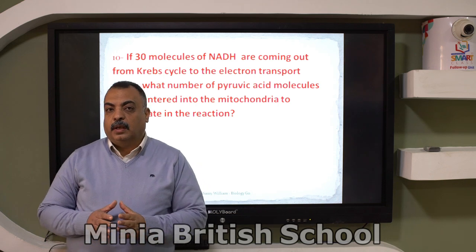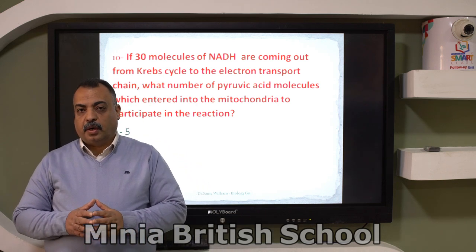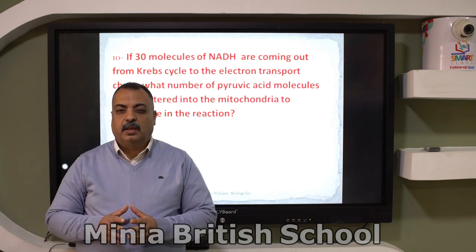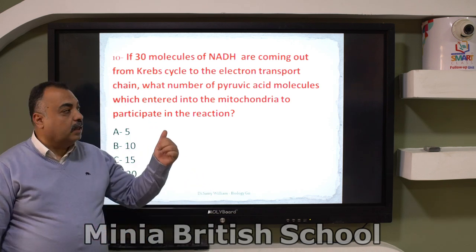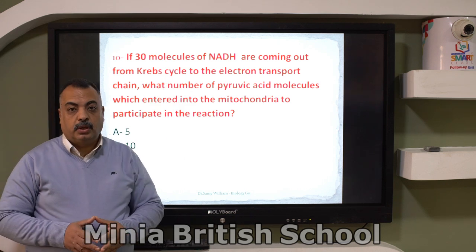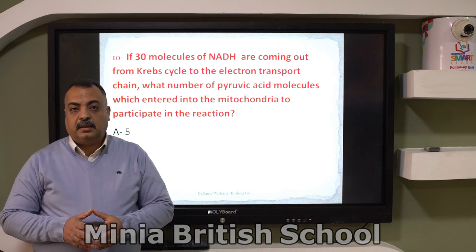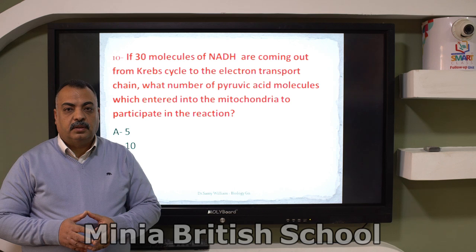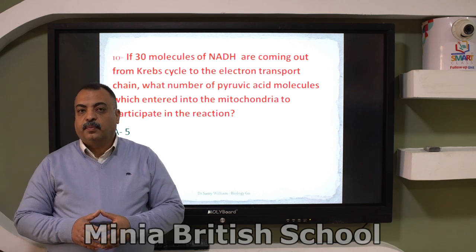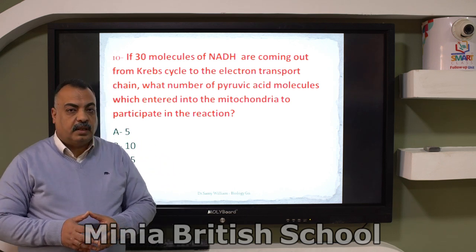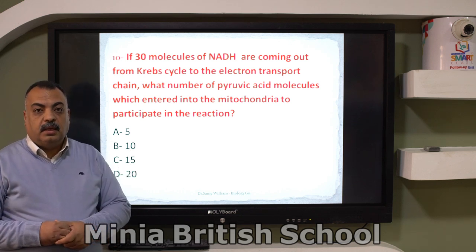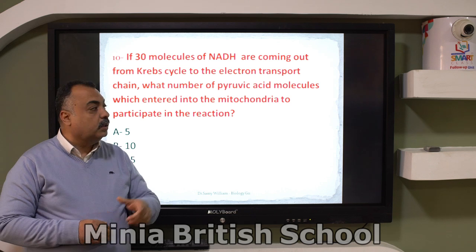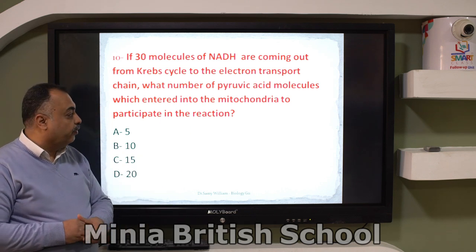1 pyruvic acid enters Krebs cycle to give us 3 NADH. So when we gain 30 molecules of NADH, this means that we have 10 pyruvic acid molecules. The answer would be 10. 10 times 3 equals 30 molecules of NADH. Very good.